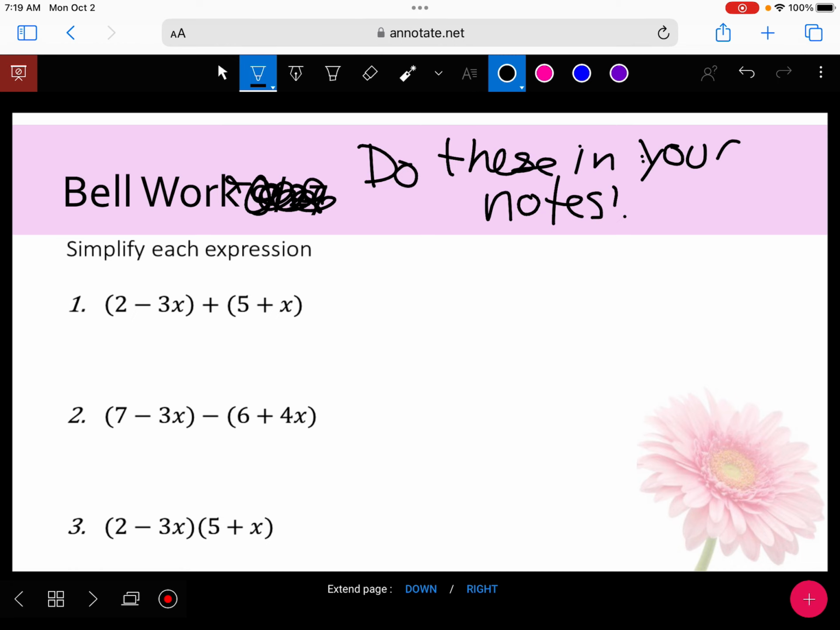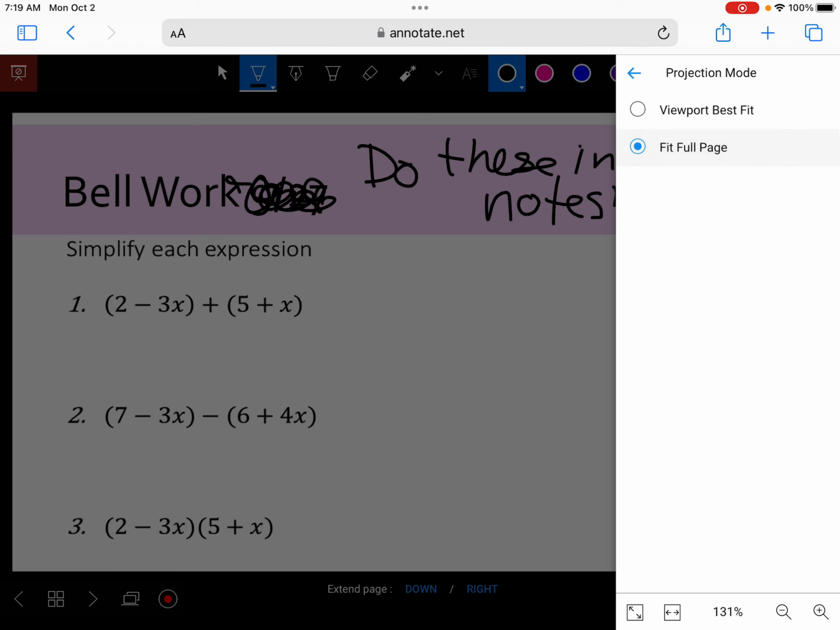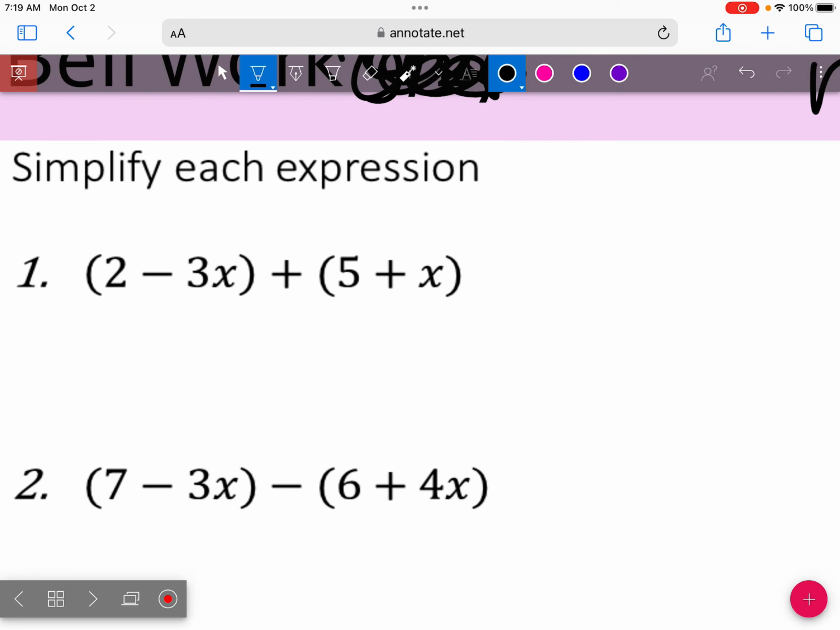Alrighty. So these look kind of weird and kind of scary a little bit, but I promise these are not bad. And this is really, really closely related to what we're doing today.